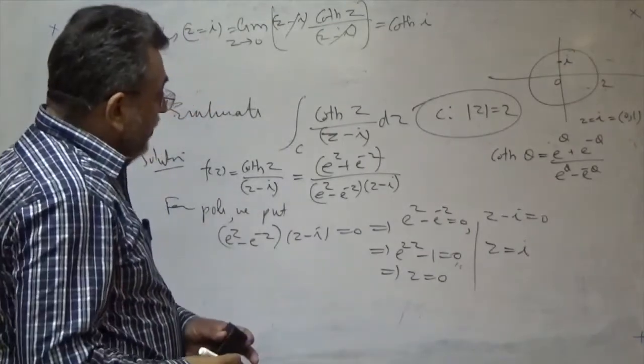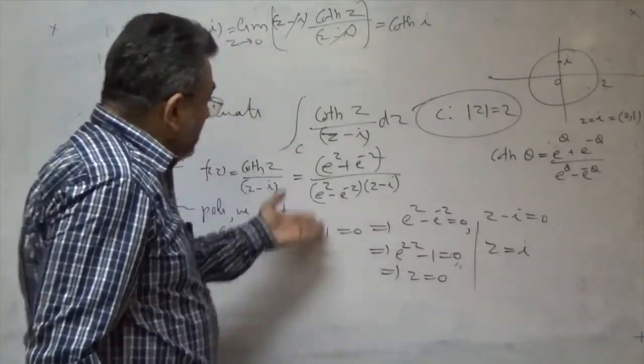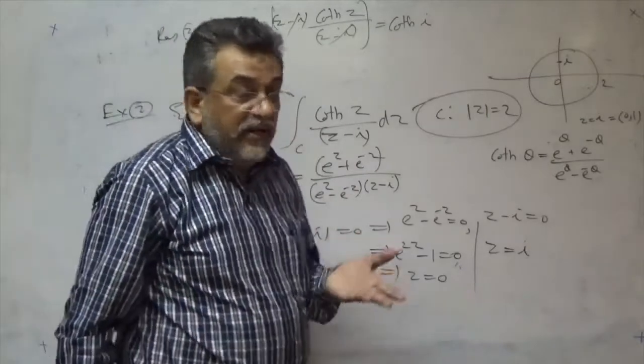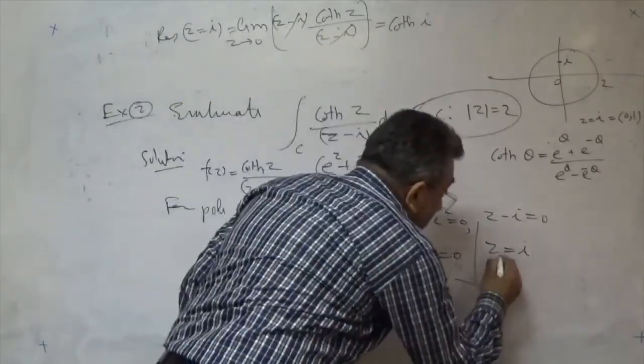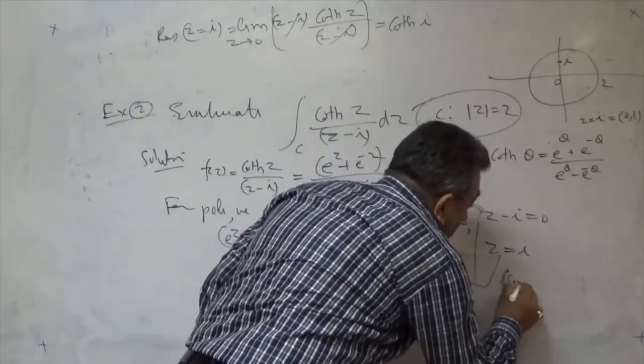For the second residue, because z equal to 0 is a pole and the function is of this type, we have a method for z equal to 0. Both are simple poles.